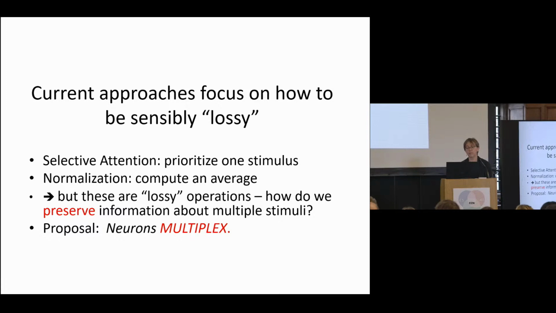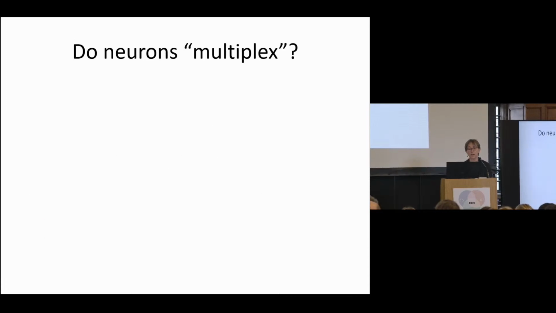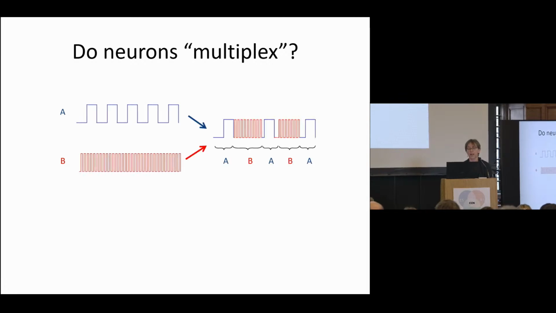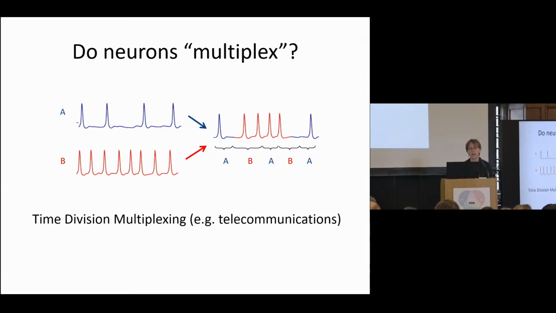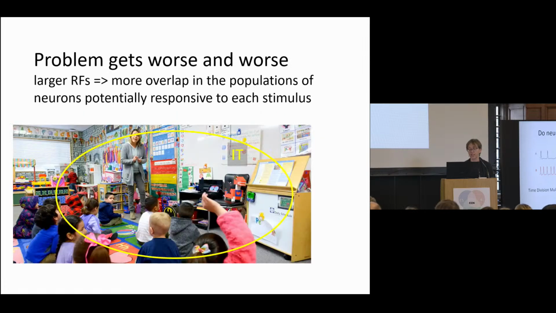And the proposal we're putting forth is that neurons might multiplex. This concept comes from telecommunications, where if you have one wire and more than one signal that you'd like to send down that wire, you could imagine chunking those signals across time and interleaving them, and thus providing information about both signals. This is called time division multiplexing in engineering, and we've been interested in whether there is some version of that fundamental concept that might be applicable in neuroscience.